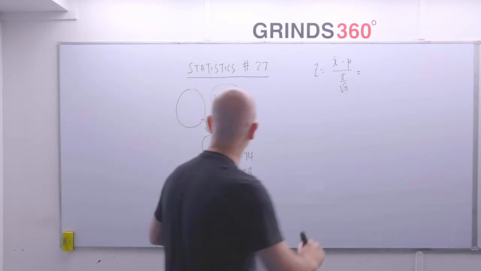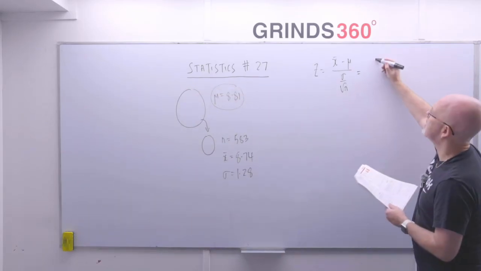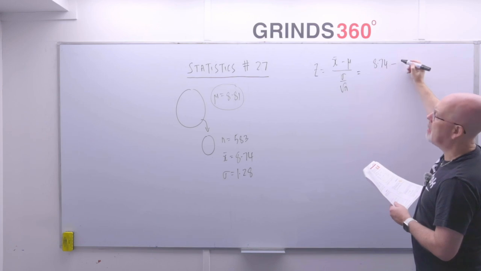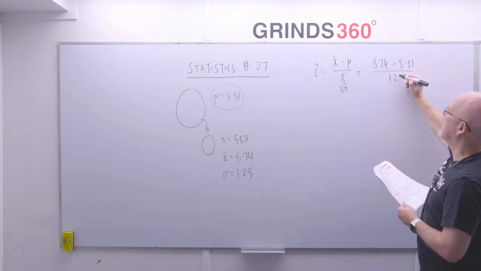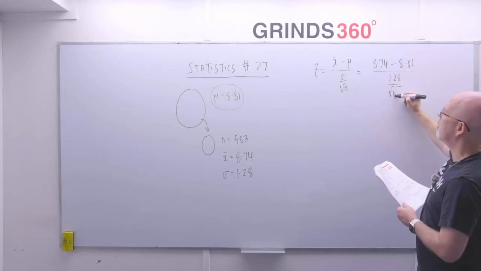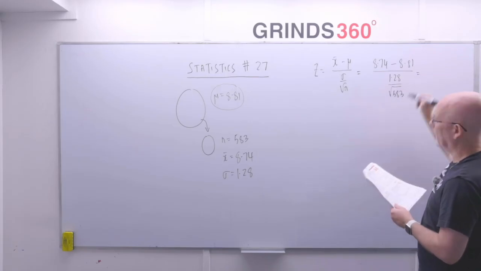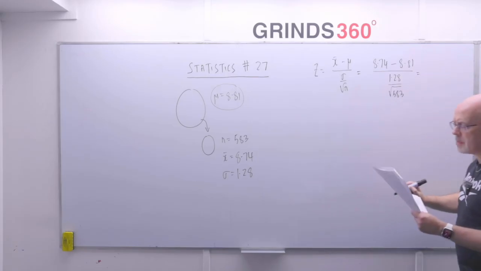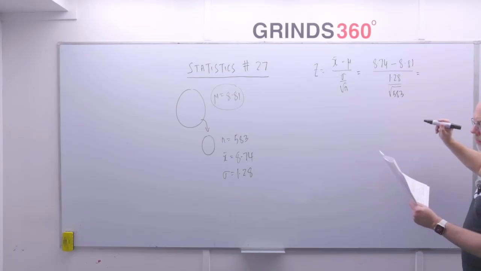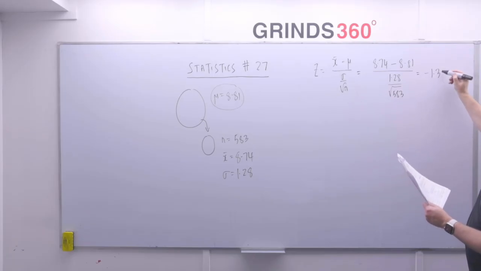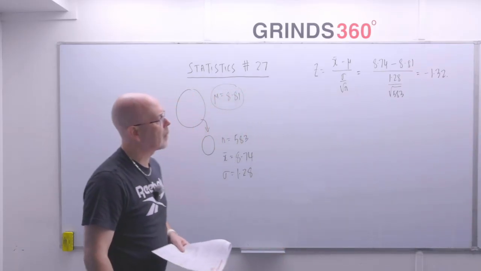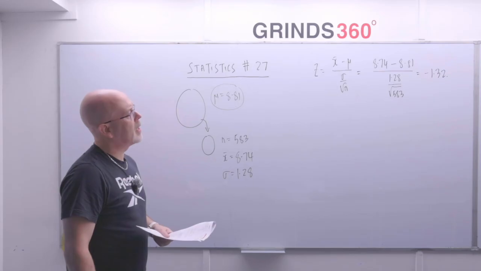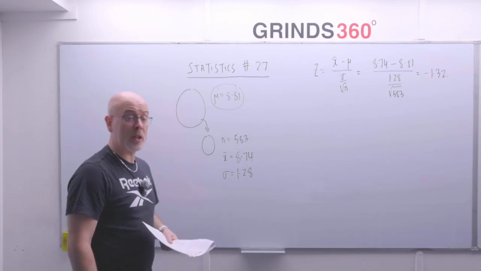So I put the numbers in: x bar minus mu, it's 8.74 minus 8.81, over sigma, which is 1.28, divided by the square root of 583. And that comes out at minus 1.32. So, minus 1.32. What do we do now with a z value?